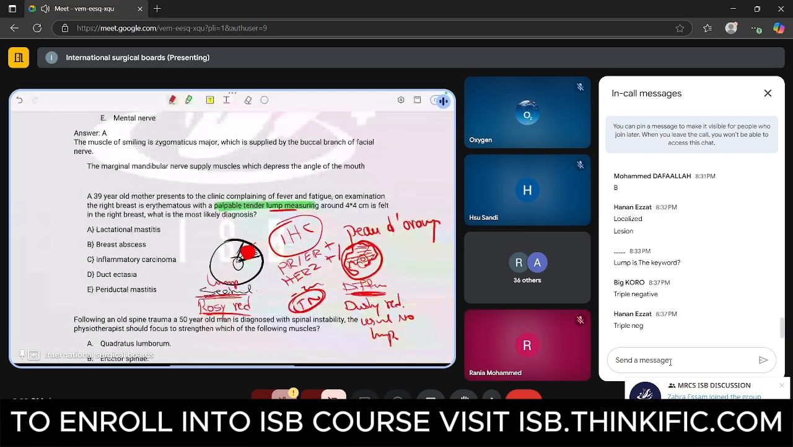I want to also add a small note. You know the staging of breast cancer: T stage, if it's less than 2 centimeters, that's T1. If it's 2 to 5, that's T2. If it's more than 5, that's T3. If it's fixed to skin or pectoral muscle, that's T4, regardless of size. Is that right? T1, less than 2. T2, 2 to 5. T3, more than 5. T4, fixed to something.